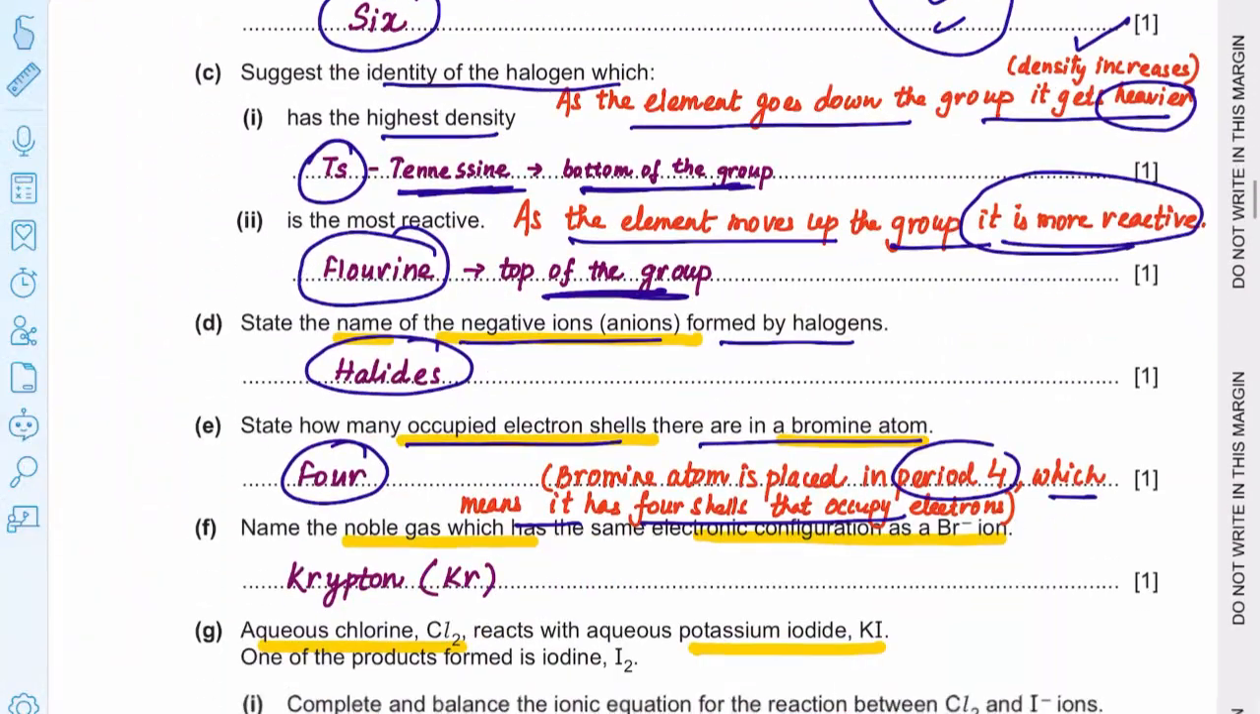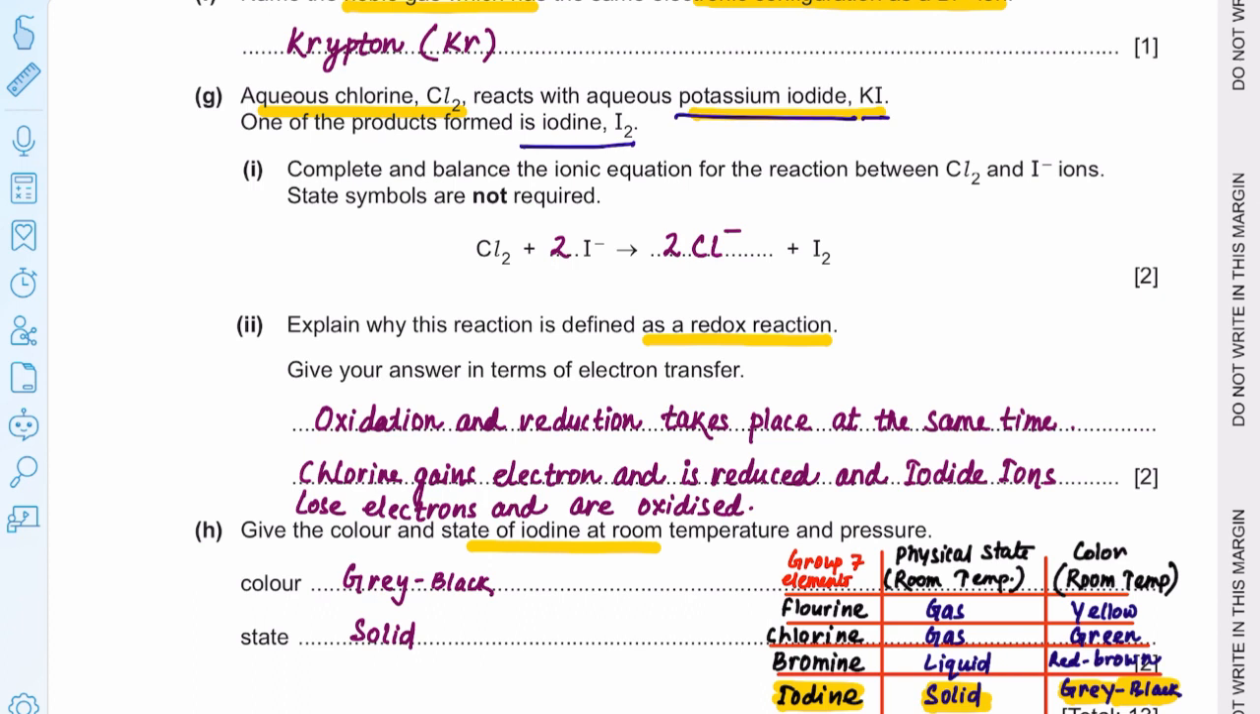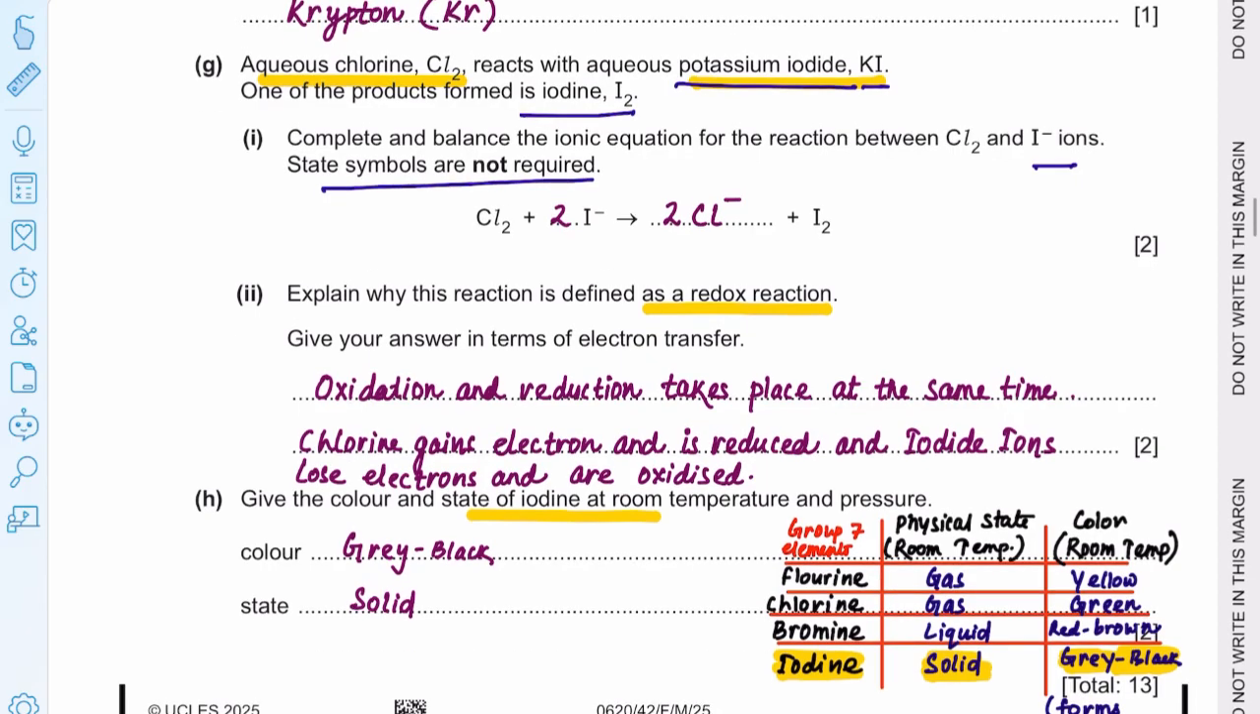Now aqueous chlorine, Cl2, reacts with aqueous potassium iodide, KI. One of the products formed is iodine, I2. Write the complete and balanced ionic equation for the reaction between chlorine and the iodide ions. State symbols are not required. So it's easy. How can we do this?